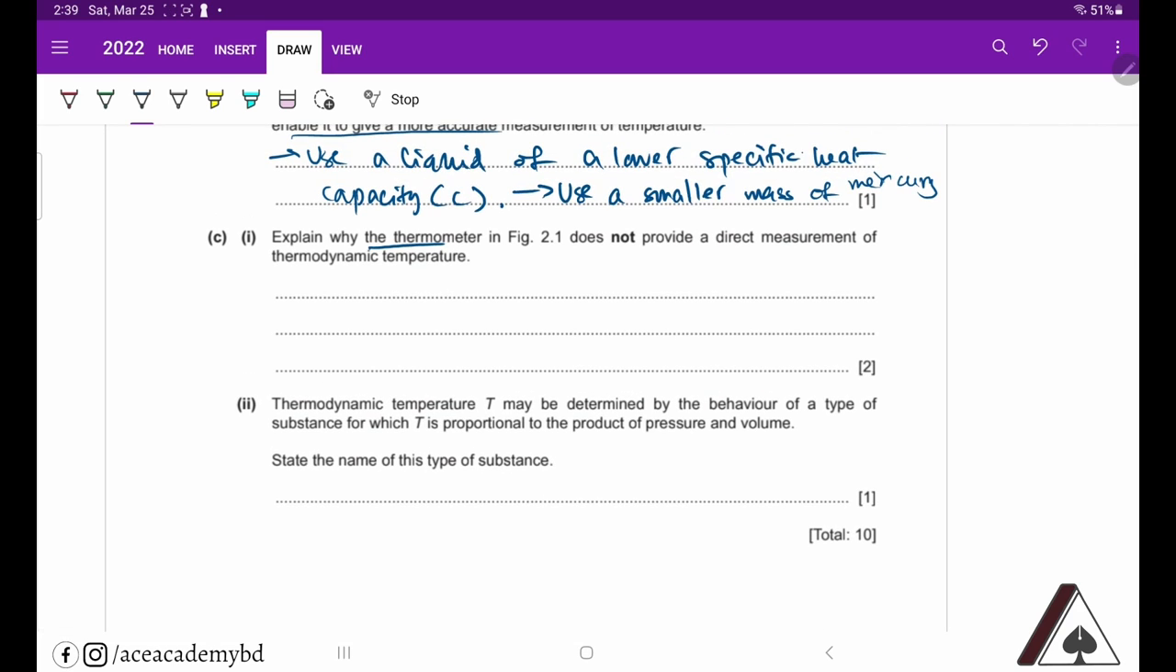Explain why the thermometer in figure 2.1 does not provide a direct measurement of the thermodynamic temperature. This is because a simple reason which you can say is that it depends on the property of the thermometric substance. And it is not 0 degrees Celsius, it's not absolute zero. So when we calibrate the thermometer, we are calibrating against known temperatures. For example, we can keep it in ice and we are going to measure 0 degrees Celsius. And then if we use boiling water, then it's going to be 100.